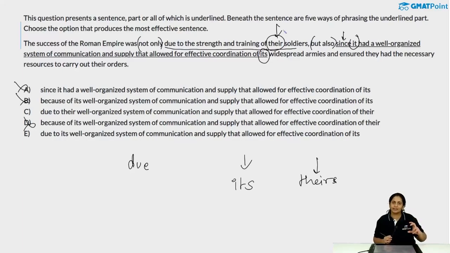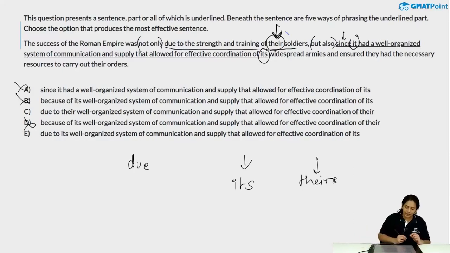In this case, given the fact that we are looking at the Roman Empire as a group of people who own different things, the same person is not owning the system of communication and the soldiers and the coordination, etc. Since we are looking at it as a group of people, "there" would be more appropriate. But even if you consider it a single unit and want it to be "it", since this is "there" over there in the non-underlined part, you cannot use "it" in the underlined part.